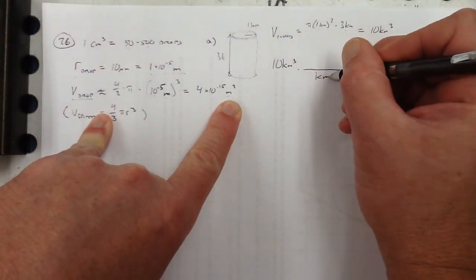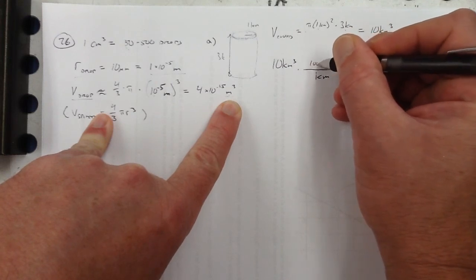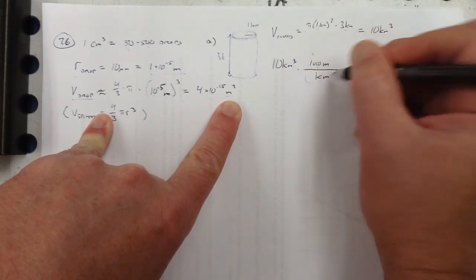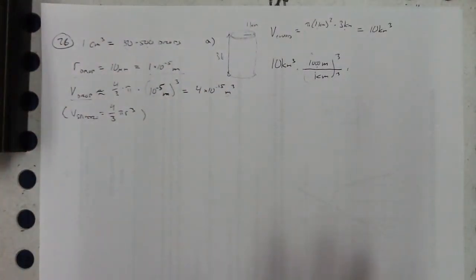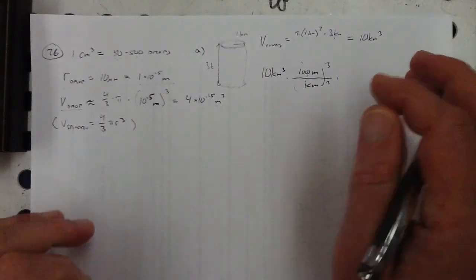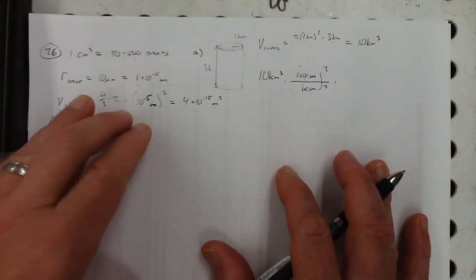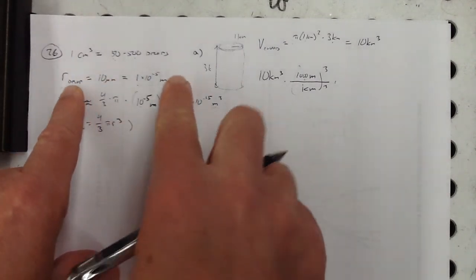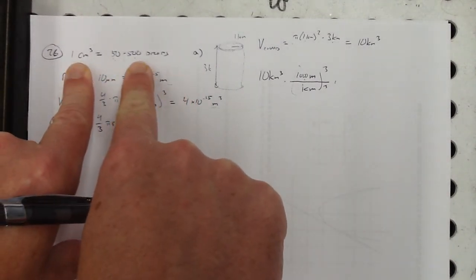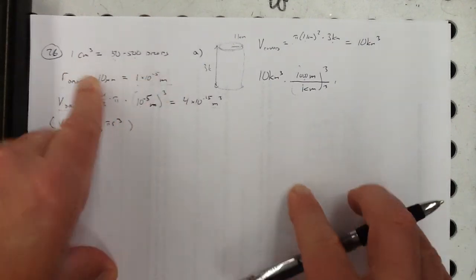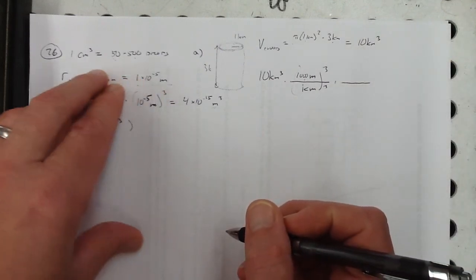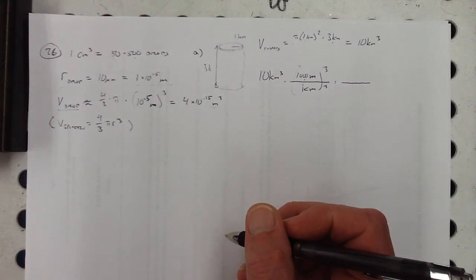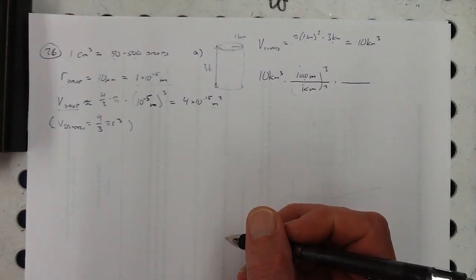So I want to get from kilometers to meters. There's 1,000. That's what that K means. But I need to cube those. Okay, so that gets me to cubic meters. And I want to know how many drops. Well, I've got a conversion factor here. So actually, it looks like I need to get to cubic the volume of a drop.